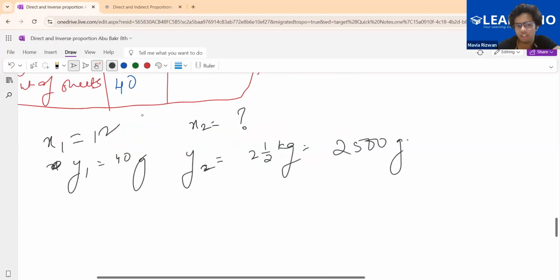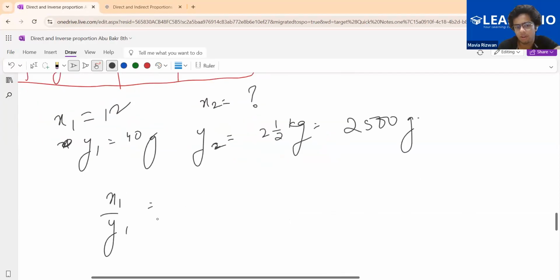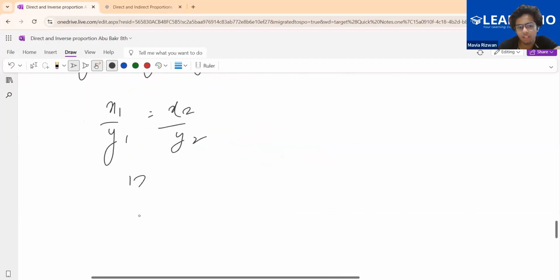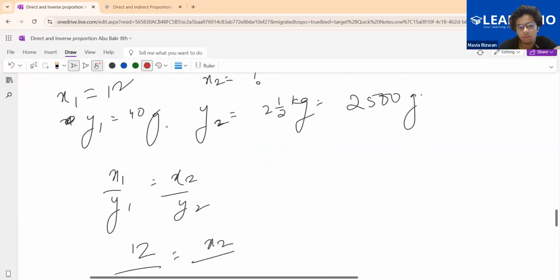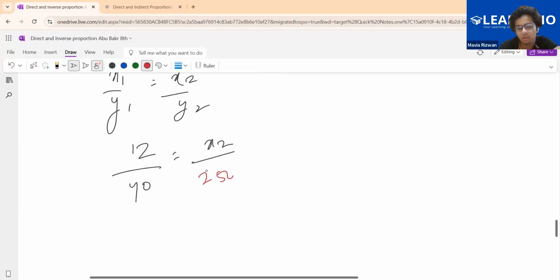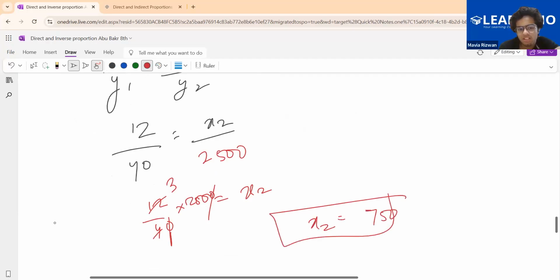Now put it in the formula. Here 2500 will come. We have to find x2. So x1 by y1 is equal to x2 by y2. x1 was 12 by y1, which is 40, is equal to x2, which we have to find, by y2, which is 2500. Take y2 to the right. So x2 is equal to 12 by 40 into 2500. So this cancels. 4 ones are 4, 4 threes are 12. So x2 is 3 into 250, that is 750. So 750 is coming.